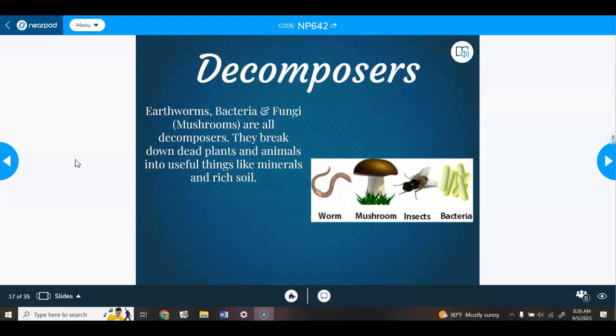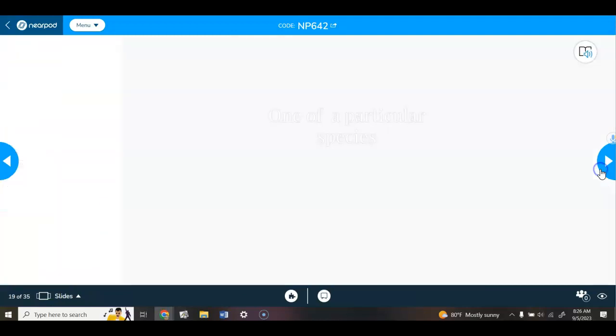What is the niche or the job of a decomposer? They break down dead things. They release nutrients, and a lot of times it does help the soil. You are correct. Decomposers. We've watched that before.